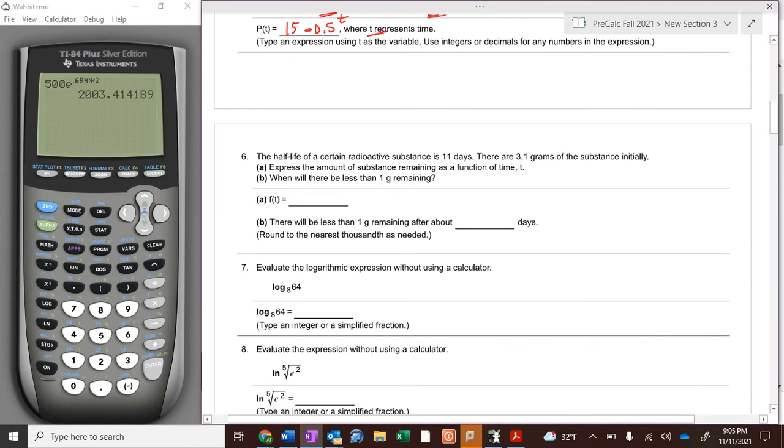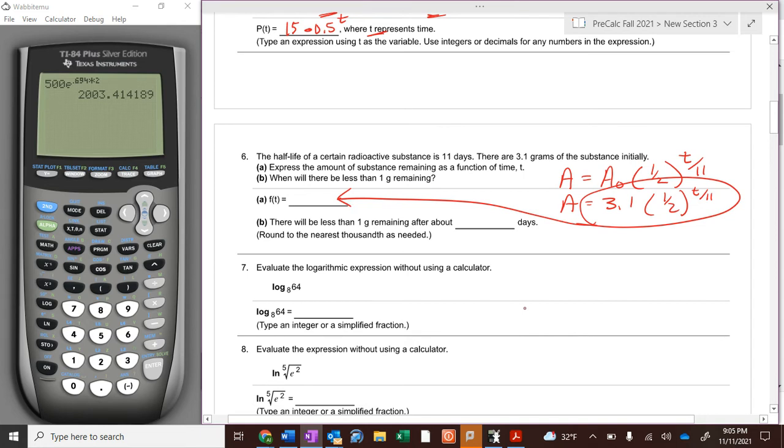Half-life of a certain radioactive substance is 11 days. So the amount equals the original amount times 1/2, because that's a half-life, of certain time over 11 days is a half-life. Okay? All right. So the amount equals 3.1 grams times 1/2 to the T over 11 power. And that goes there for the function.